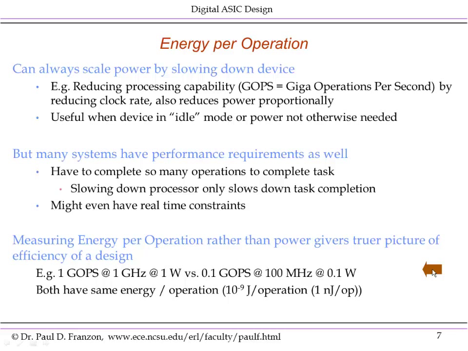Well, we could reduce that power to 0.1 watt by simply running at 100 megahertz instead. But then we get 0.1 GOPS of performance. Notice both of these have the same energy per operation, as it turns out to be 1 nanojoule per op. They both have the same energy efficiency. The right-hand design is not better than the left-hand design. It's just the same design operated differently. To get a better design, we want to get a better energy per operation. And that's how we measure the quality of our designs increasingly in this power-constrained world that silicon is increasingly turning into.